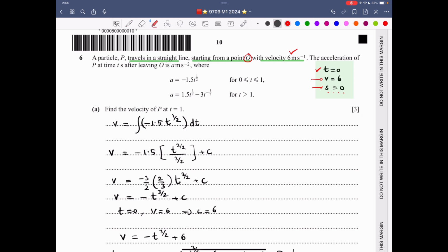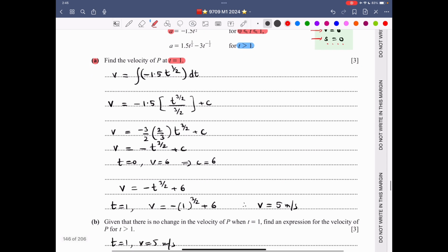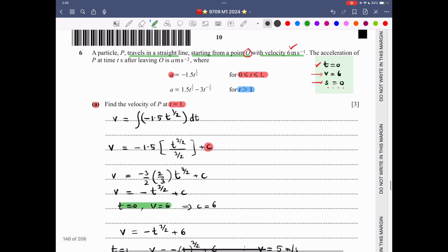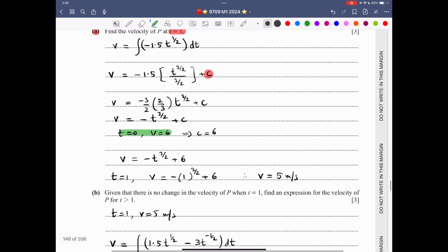Now there are 2 equations that we have to deal with. There is an equation for this time period. There is an equation for this time period. First of all, it says find the velocity of P at t equals 1. So t equals 1 is inclusive in the first equation. Integrate, there is a constant of integration. Plug in t is 0, v is 6. That is right over here. T is 0, v is 6, therefore c comes out to be 6. Therefore, I have this velocity equation.